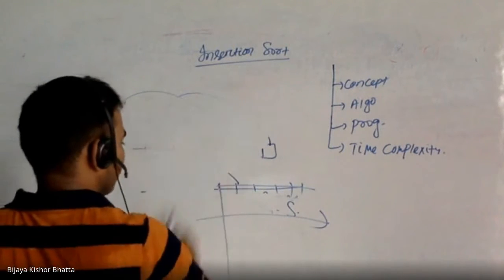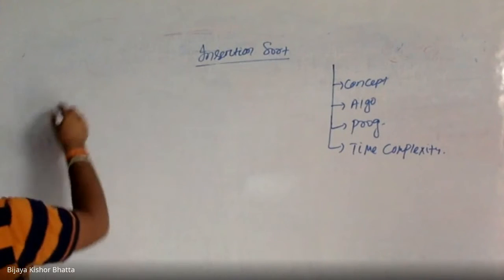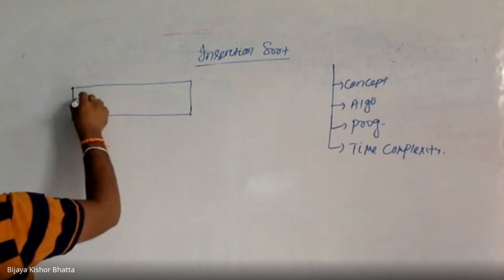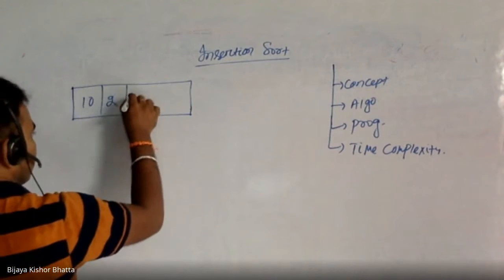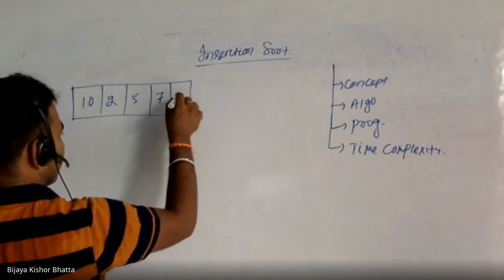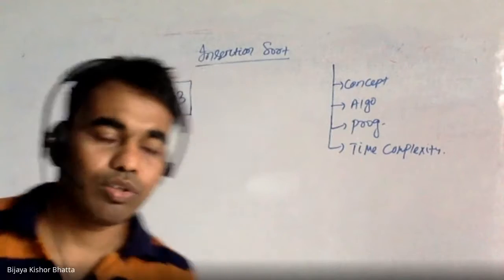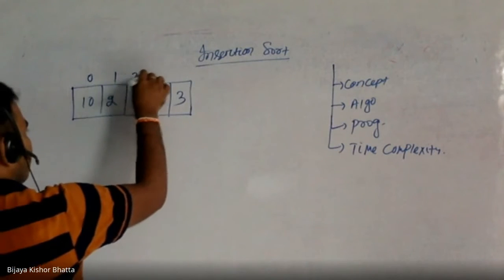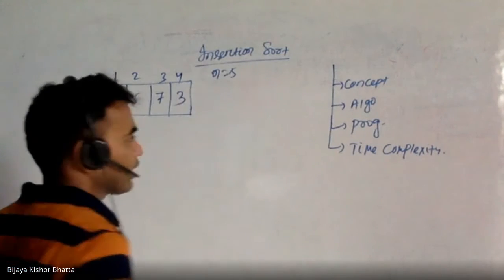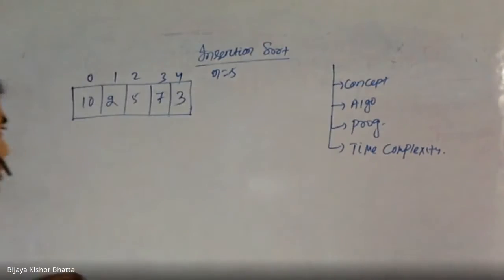So let's take an example and understand how this particular insertion sort is working, right? Suppose my given array is like this: 10, 2, 5, 7, 3. Some elements, right? So the indexes are 0, 1, 2, 3, 4, right? And how many elements are there? N equal to 5. 5 elements are there, right? So what I need to do initially, what I'll do, like I told, right?